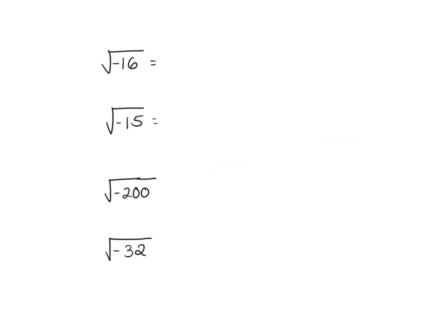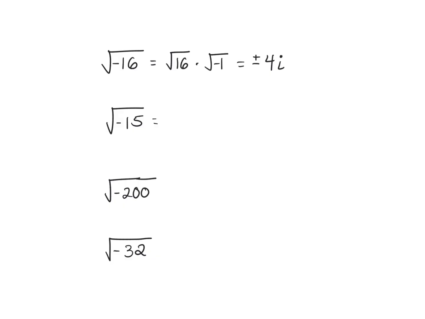So this is going to work for all of our perfect and non-perfect squares. If I have something like the square root of negative 16, I can break this into the square root of 16 times the square root of negative 1. The square root of 16, we know, simplifies to 4, so I'm going to have plus or minus 4. And then because I have that negative 1, it's going to turn into i.